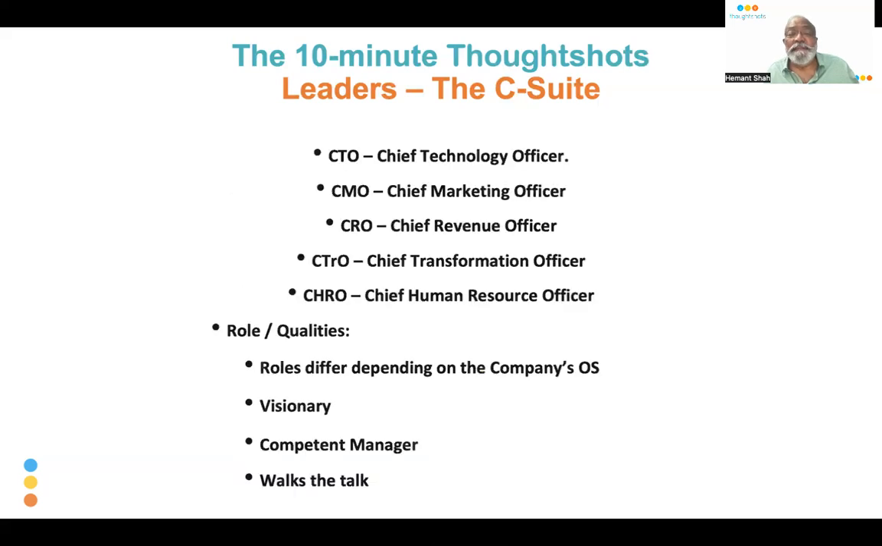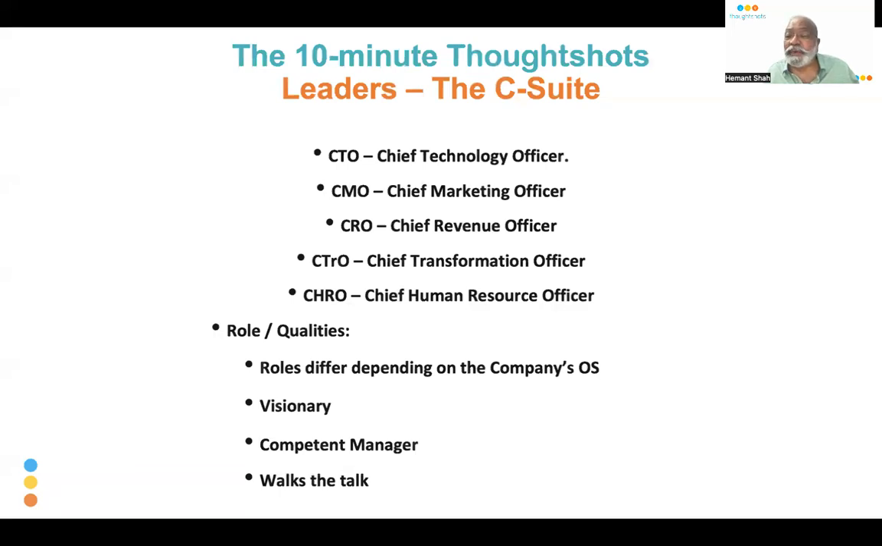Some of the other C-suite members can be the CTO, who is a chief technology officer, a CMO, chief marketing officer, a CRO, chief revenue officer, a CTRO, they also call them CTOs, but I have called it CTRO just to differentiate from the technology officer. And this CTRO is the chief transformation officer. In today's world, transformation has become a very big thing within organizations because, as I just said, the world is changing so rapidly. Consumer demands, consumer wants, consumer likes, consumer preferences are changing so rapidly and so dramatically that the transformation officer has a big, big role to play in today's organizations.